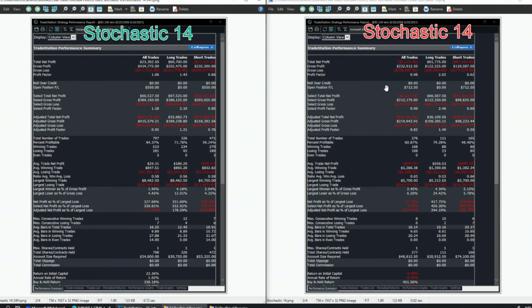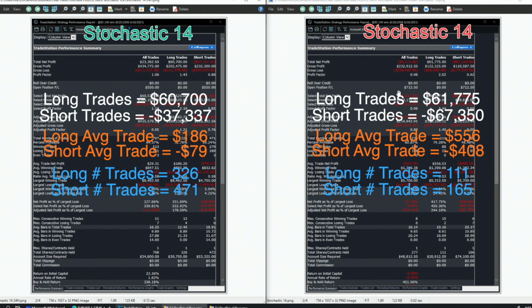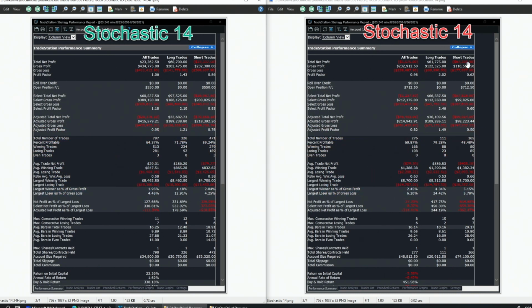So now we go to the default stochastic 14 periods, and we can see the same story as the RSI. So all in all, we lose because the long trades make money and the short trades lose money. And on the 24-hour session, we lose less. You can see that the long trades are almost exactly the same, 61,000 and 60,000. But now we lose less. So that's why we make money.